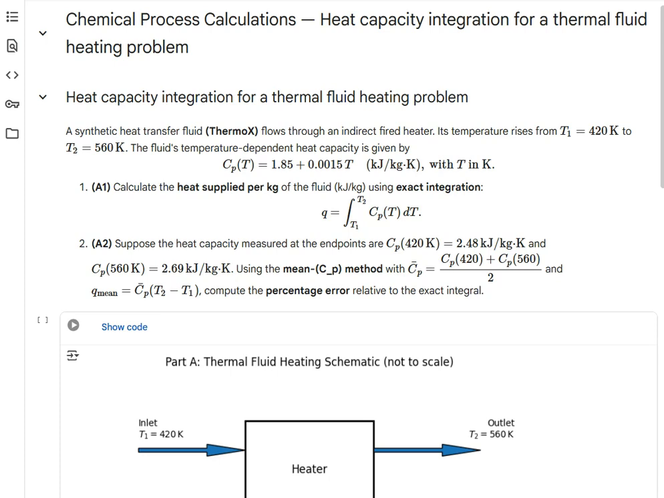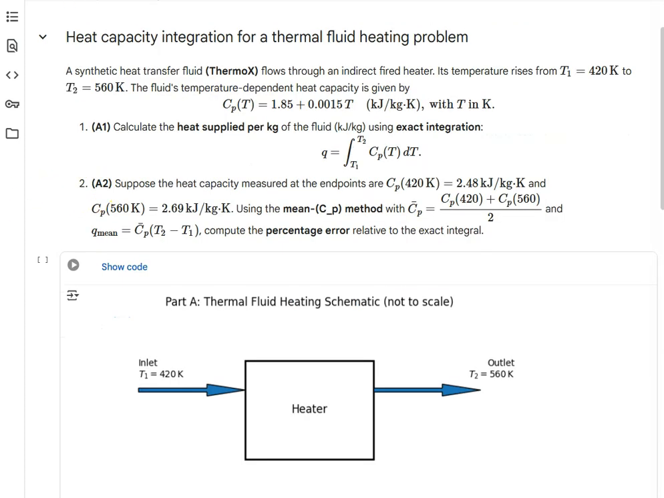In today's video, we'll solve an important problem from chemical process calculation, the heat capacity integration for a synthetic thermal fluid called ThermoX. We'll calculate how much heat is required to raise its temperature using both the exact integration method and mean Cp method, and then compare the result using Python in Google Colab.